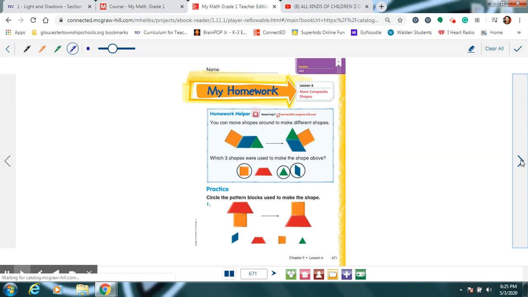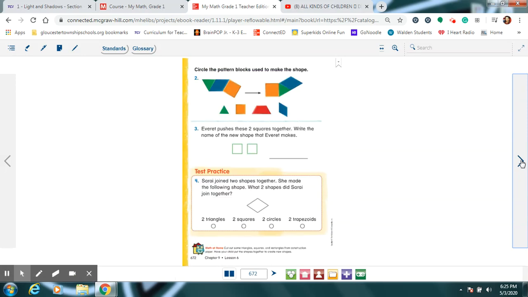Okay? And then the homework page is so much easier than the rest, okay, because you've been given all the pictures you need. You just need to circle the parts that were used to make it, okay?